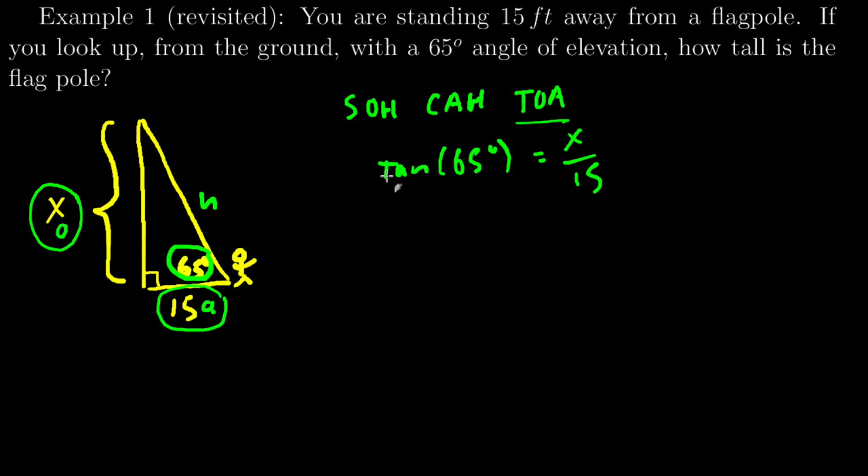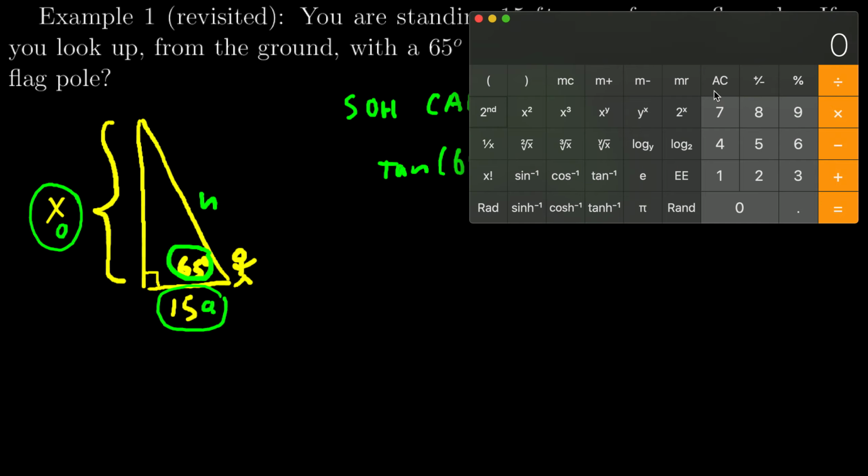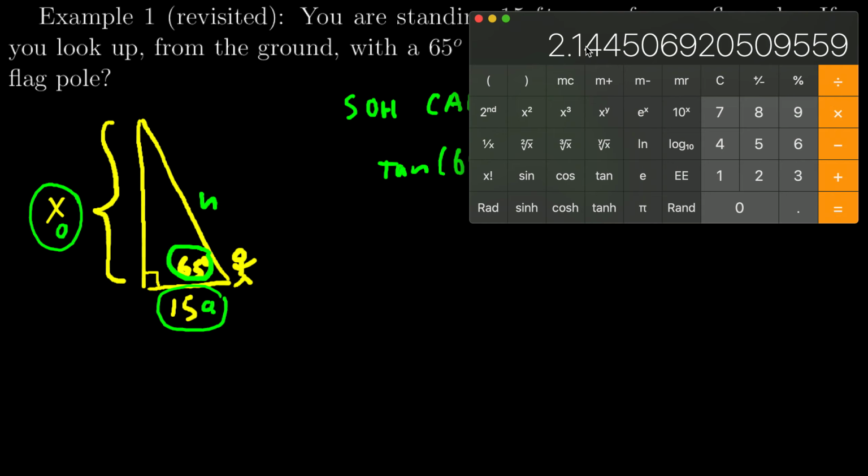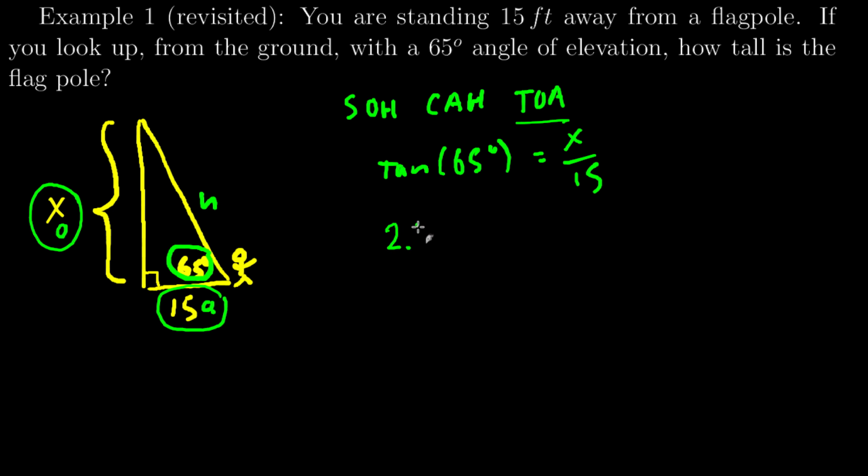Now I'm going to go to my calculator and just evaluate the tangent of 65 degrees. So now I have two different functions to use. I am taking the tangent of an angle, so I don't want the inverse tangent. I want the regular tangent. So I'll type in 65 and press tangent. That gives me 2.14451. I'm going to keep some extra information here and round later on.